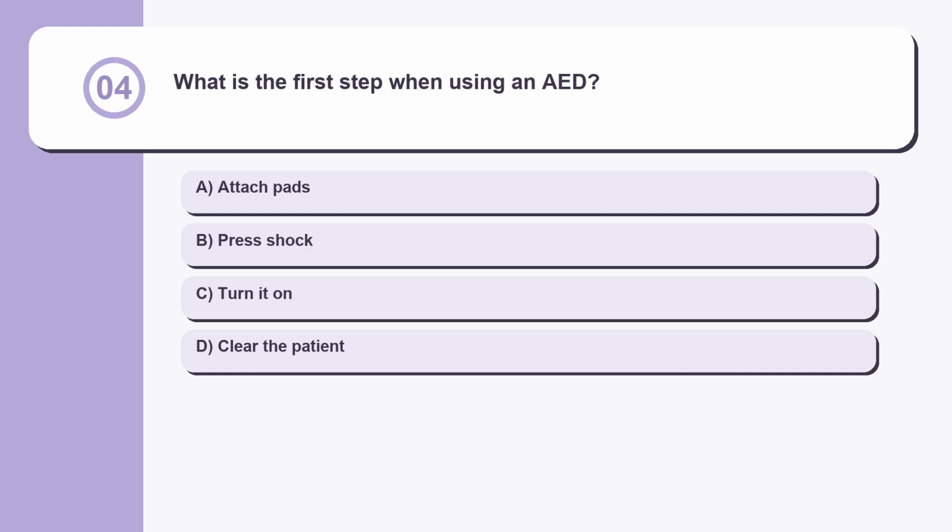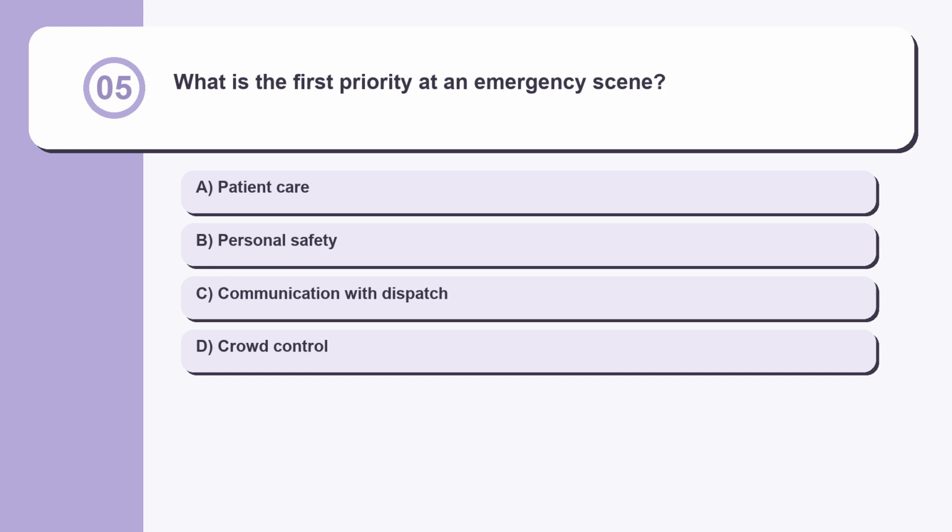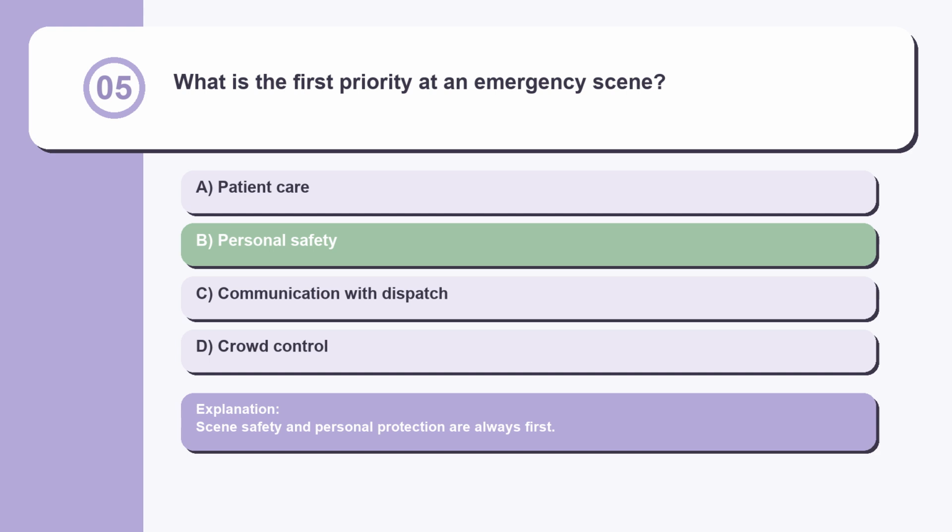Question 4. What is the first step when using an AED? Attach pads, press shock, turn it on, clear the patient. Turning on the device initiates the voice prompts. Question 5. What is the first priority at an emergency scene? Patient care, personal safety, communication with dispatch, crowd control. Scene safety and personal protection are always first.